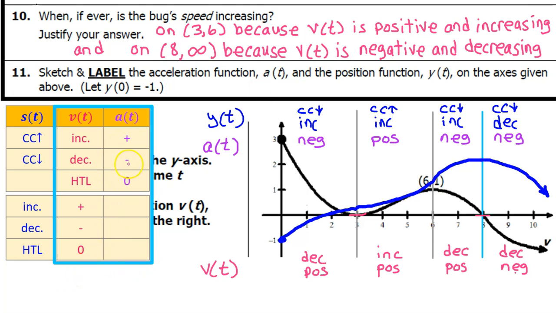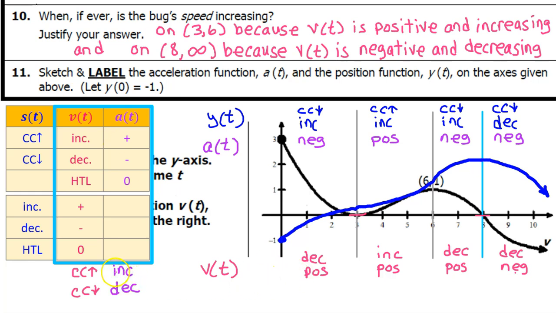The following information is not on this chart. However, remember, acceleration is the derivative of velocity, just like velocity is the derivative of position. So wherever velocity is concave up, the acceleration will be increasing, just like wherever position is concave up, velocity is increasing. Wherever velocity is concave up, acceleration is increasing. And wherever velocity is concave down, acceleration is decreasing.